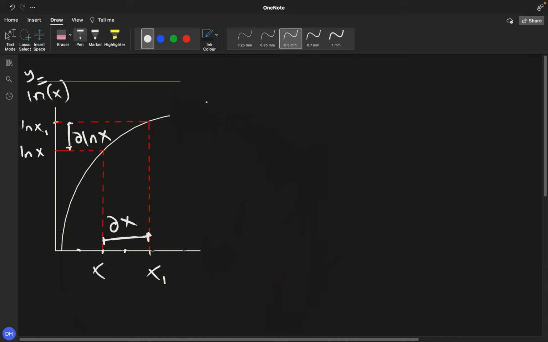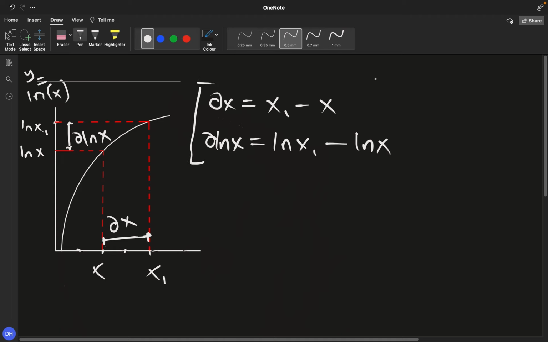So I'm just going to write these definitions here. Delta x equals the difference between x1 and x, right? x1 minus x, and here delta log of x, the change in log of x, equals log of x1 minus log of x. Okay, these definitions are important, so keep them in mind.